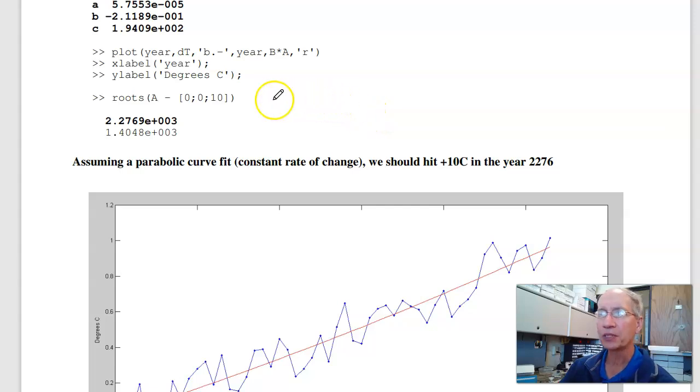I can also ask questions such as, when will we be 10 degrees Celsius warmer? That's the roots command. What are the roots of A, shifted by 0, 0, 10? So again, this is year squared, year, and 1. 10 is 0y squared plus 0y plus 10. Should be in the year 2276.